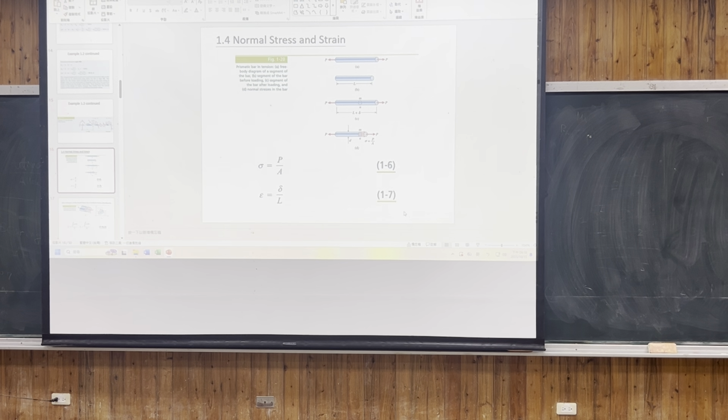In the real world, the length will definitely be affected, and it will be totally different from the original length. So in this course, we are talking about the strain relative to the original length, or the original area.